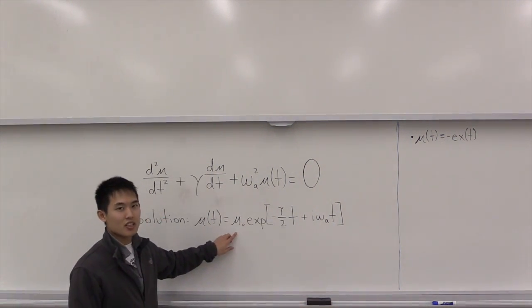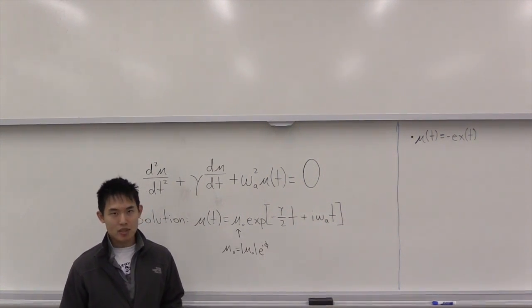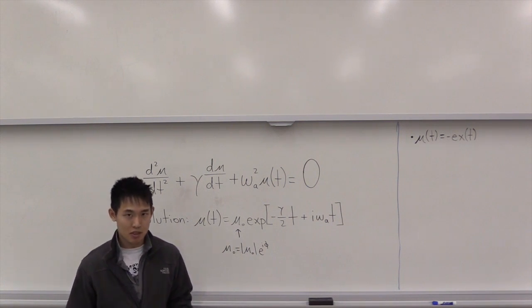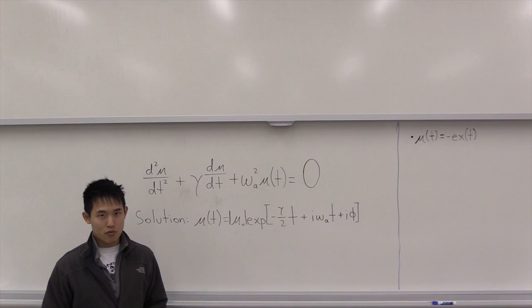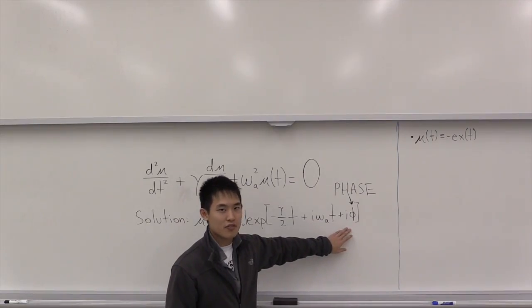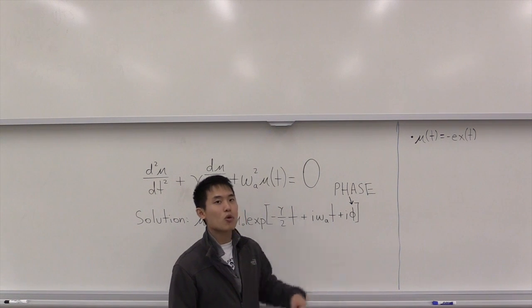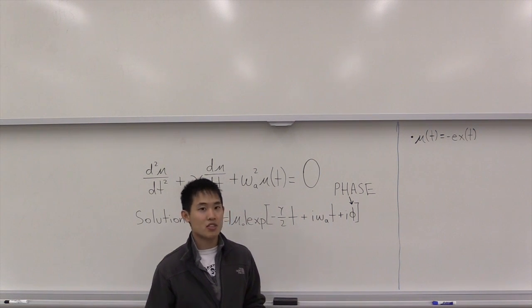This mu naught in front is a constant that depends on the initial conditions of the problem, and it's also complex. Remember that we can write any complex number as a complex exponential. So we do the same thing for mu naught. Using the complex exponential form for mu naught, this is what our solution looks like. This phi here is what we call the phase of the oscillation. When you only have one oscillator, it doesn't matter that much. But when you have more than one oscillator, interesting things start happening.